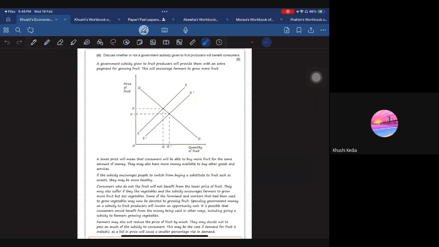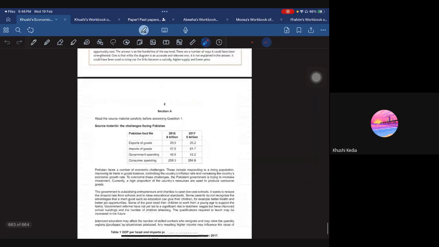He should have talked about the supply shifting towards the right from S to S1. The price is decreasing because of that from P to P1 and resulting in quantity to increase from Q to Q1. Right? So this is important.